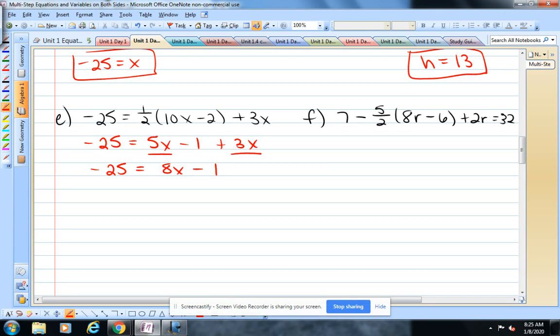And now I'm down to one variable to solve for, so what do I do? Add 1. What is negative 25 plus 1? Equals 8x. Then what? And then what do I get? Negative 3 equals x. So that was not terrible, was it?